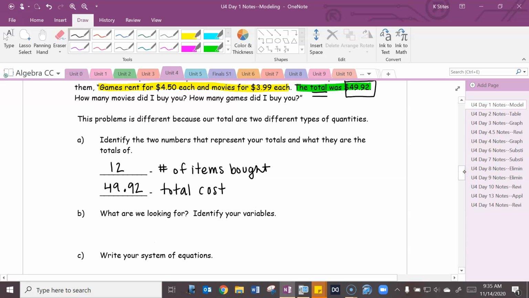What are we looking for? Identify your variables. Again, go find the question mark in this paragraph. How many movies did I buy you? So I'm going to make M the number of movies bought. And how many games did I buy you? So G, I'm going to make the number of games bought.